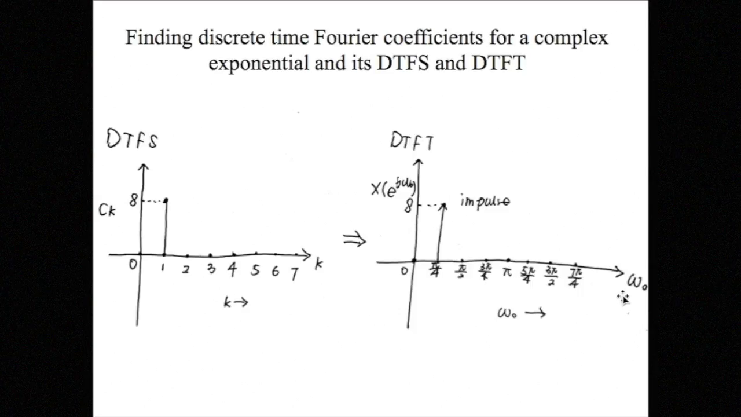We can plot the value of coefficient ck against k in the following manner. This graph can also be interpreted as the discrete time coefficient of the signal for varied values of omega, with an impulse of 8 at omega equals pi over 4, and the component frequencies are 0, omega 0, 2 omega 0, 3 omega 0, 4 omega 0, 5 omega 0, 6 omega 0, 7 omega 0, where omega 0 is the fundamental frequency calculated in the first slide.